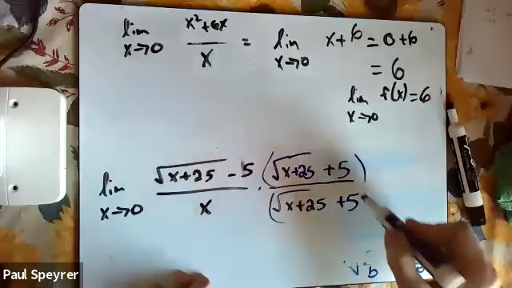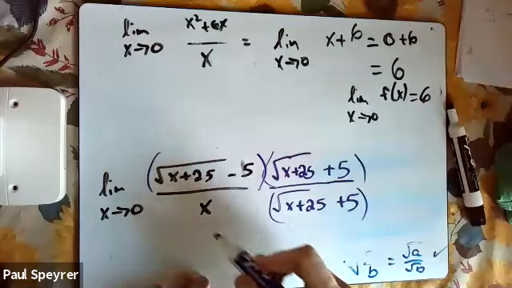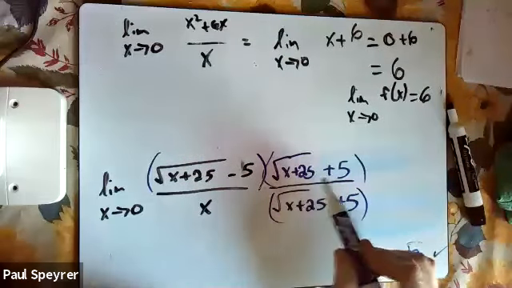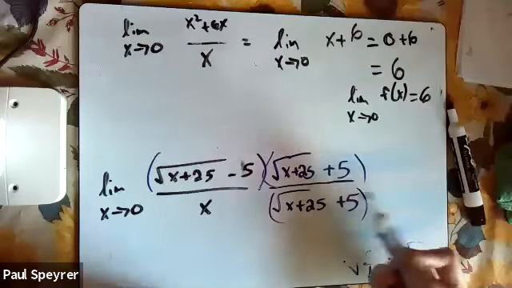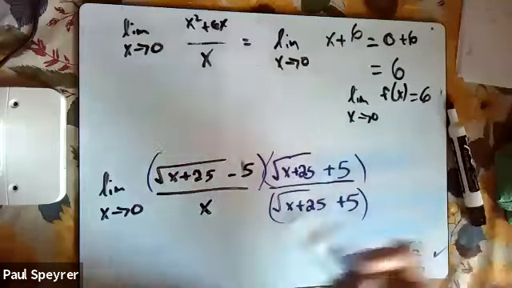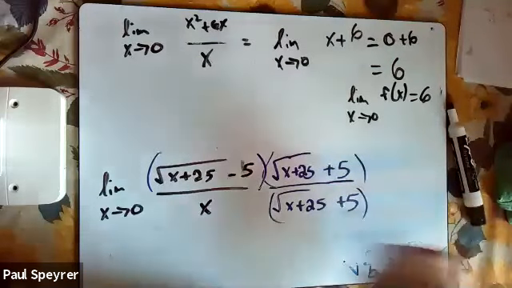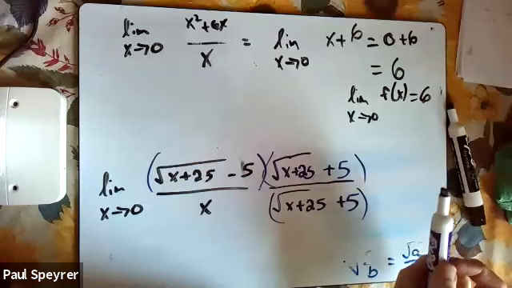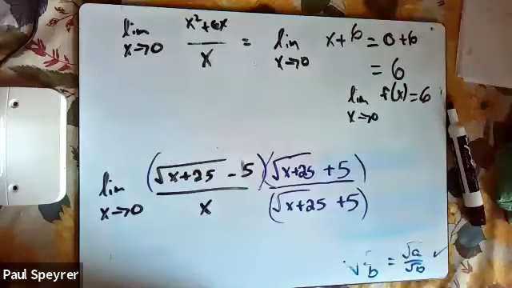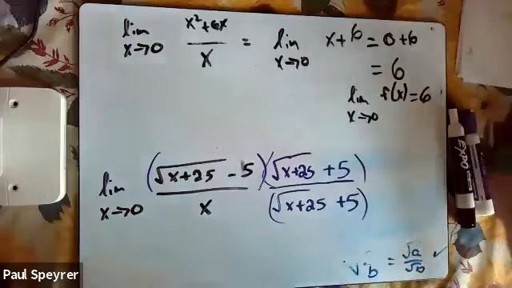And why is this legal? Well, what is root x plus 25 plus 5 divided by itself? It's 1. And 1 times whatever is just whatever it is, the initial expression. So all we're doing is multiplying by a fancy form of 1. That's all. So why are we doing that? Let's see what happens.